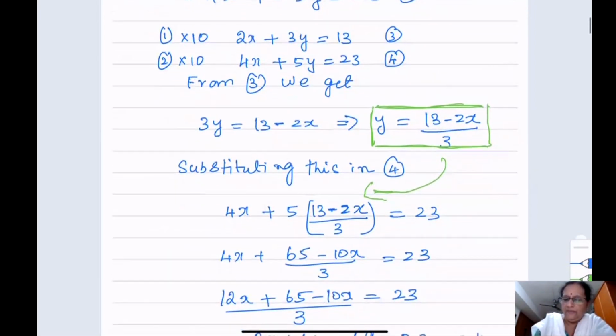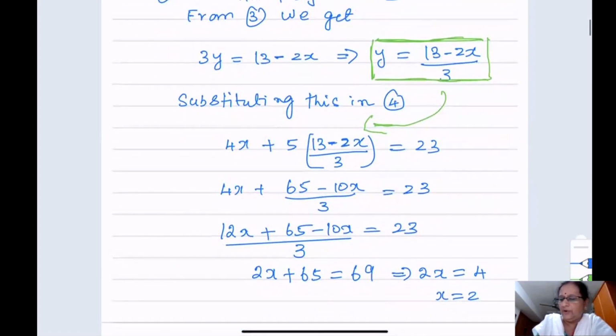Then you get the value of, first you are going to get the value of x. x is equal to 2. So how do you get it? 3y is equal to this, y is equal to this. Then 4x plus 5y, this y alone I am substituting the value. Then 3 becomes the LCM. So 4 should be multiplied by 3, 12x. 65 minus 10x. Then you cross multiply, 23 into 3, 69. So finally you arrive at 2x plus 65 is equal to 69. 2x is equal to 4, x is equal to 2.